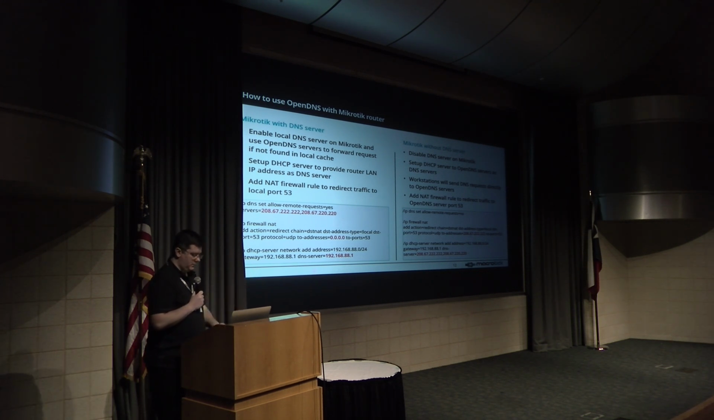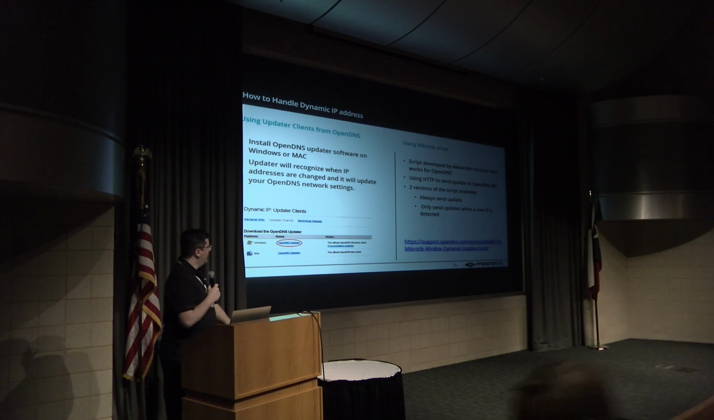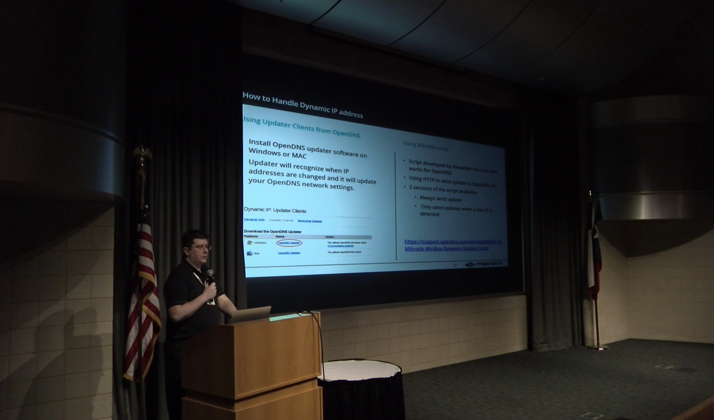So how this is resolved is, again, using two different ways. OpenDNS has client applications that can be installed on Mac or Windows that will check and recognize if the static or public IP address has changed, and then use the OpenDNS API to inform it that the IP has changed. Obviously, you would need to have a workstation or server running the client, but there is a second method, which is using a MikroTik script.